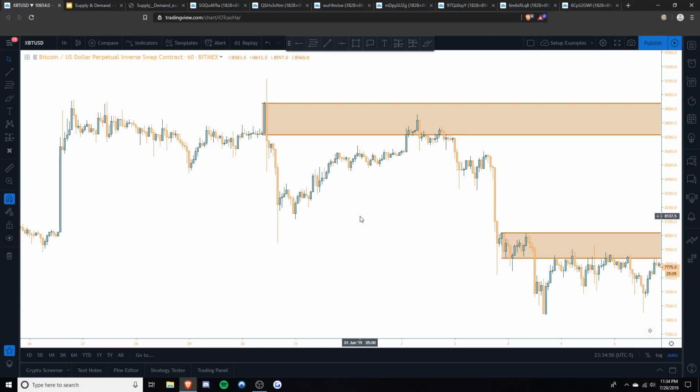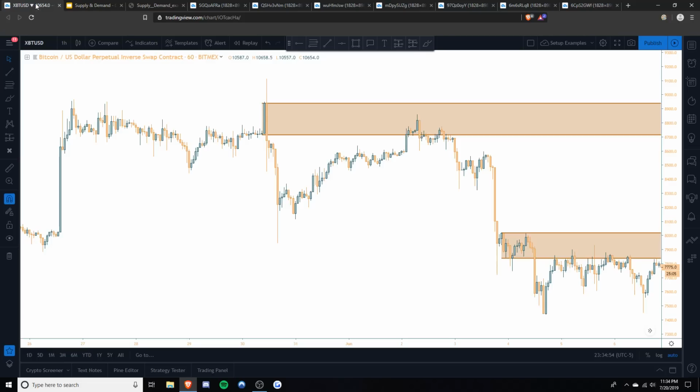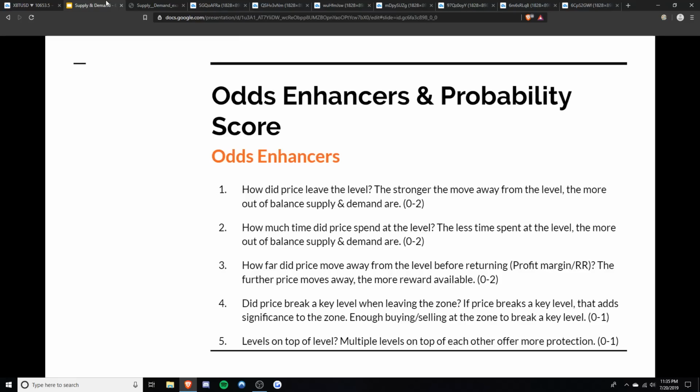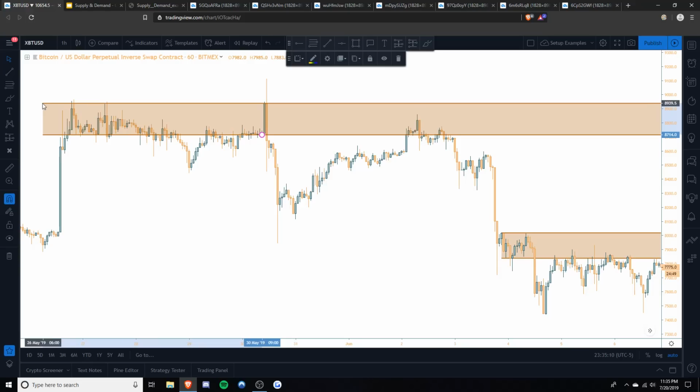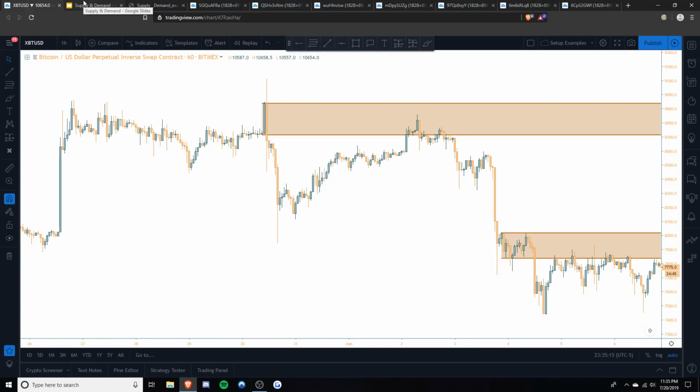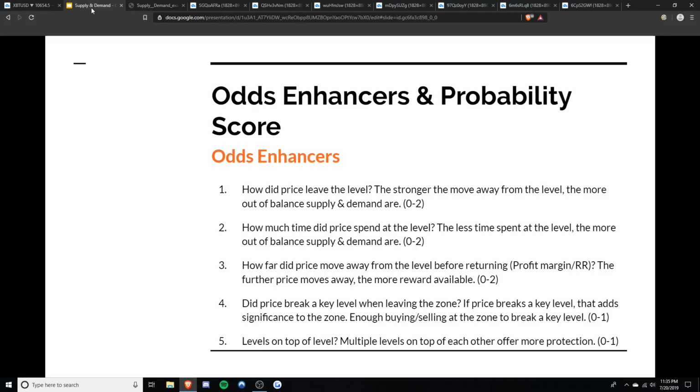We can go ahead and just run the odds enhancers checklist. How did price leave the level? Very violently. So I'm giving that a 2 immediately. We had these huge bearish candles, so that's a 2. How much time did price spend at the level? See, that's where it gets me. Quite a bit of time was spent at this level. If you took this out here, that's a bunch of time that price spent there. So I would give that a 0, honestly. So you're sitting at 2.